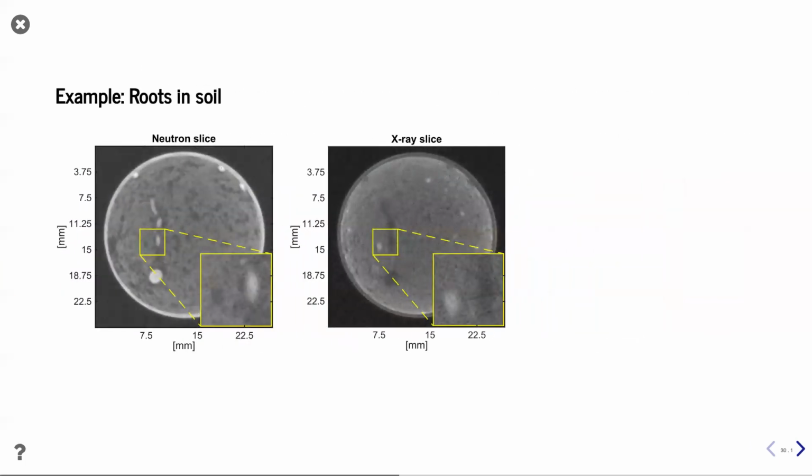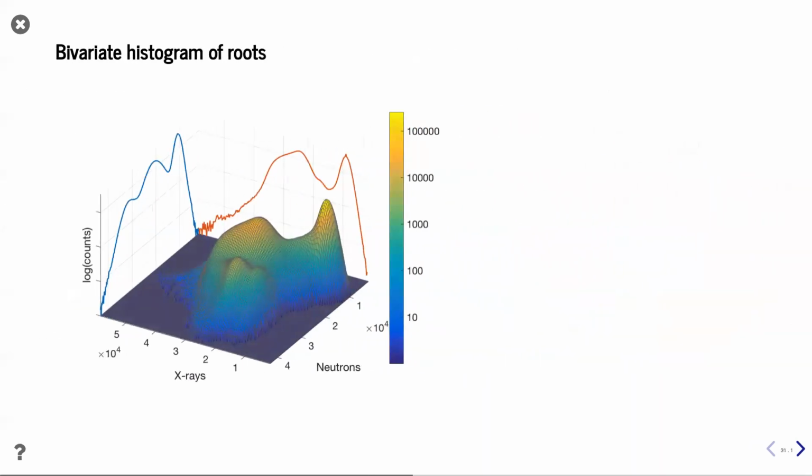And here we have an example of these two. We have roots in soil, where you can see in one case, you can nicely see the roots, and in the other case, you can see some stones. Also, the container comes out more or less visible. And this produced a bivariate histogram that looks like this.